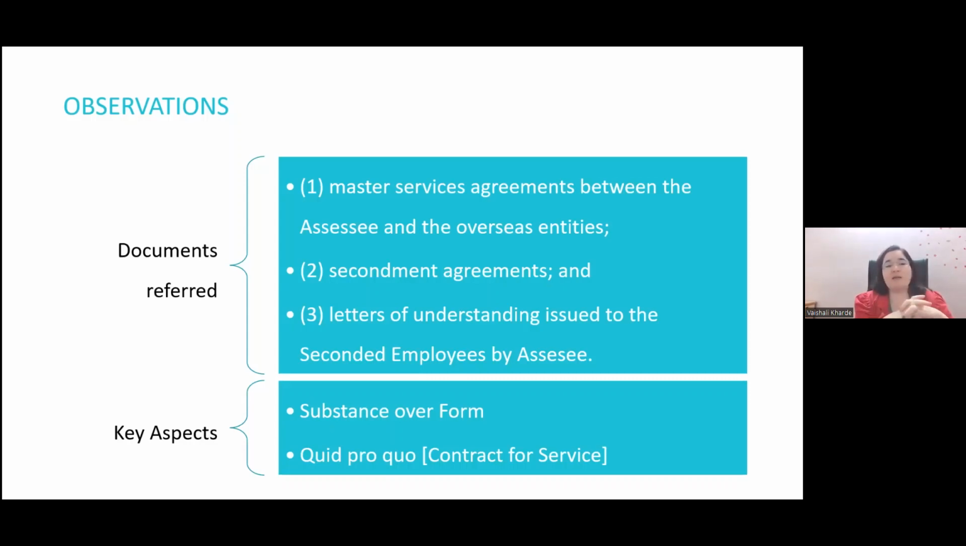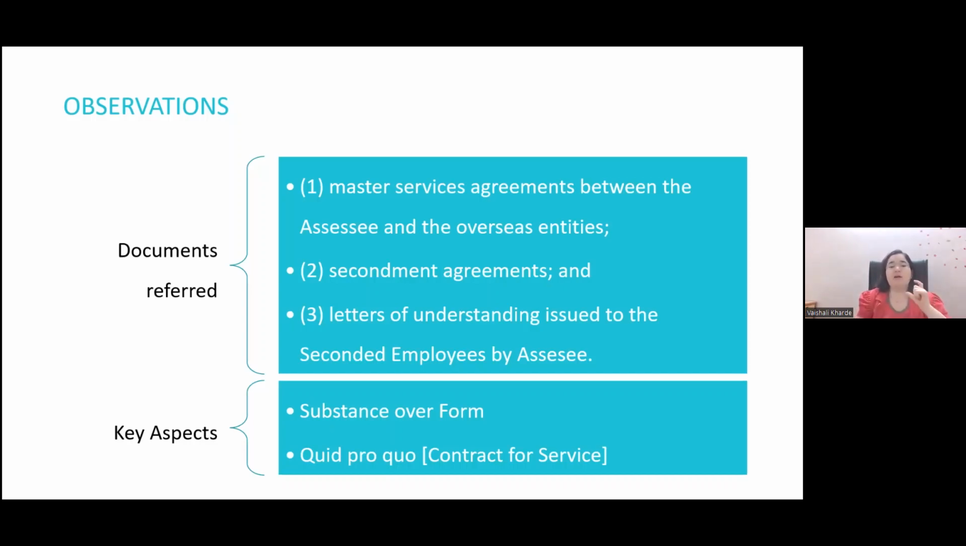The document referred to by the apex court is the master service agreement between the assessee and the overseas entity, that means the Indian entity and the overseas entity. Then the secondment agreement. So they had referred to the master service agreement: what are the services that the assessee and the overseas entities are liable for? Then the secondment agreement, which is related to the employee, and the letter of understanding issued to the seconded employee by the assessee. So these three agreements were considered by the honorable apex court for the decision. The decision is based on substance over form or quid pro quo.